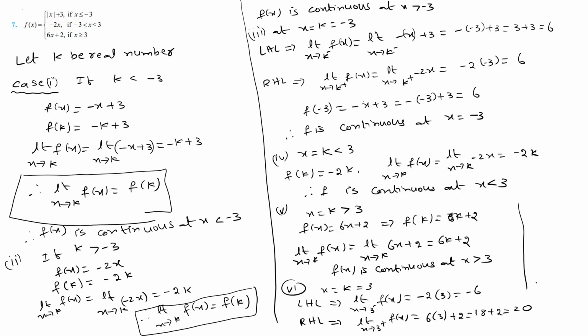So LHL is not equal to RHL. Therefore, f of x is discontinuous at x equal to 3. Only at this 3 it will be discontinuous. All the remaining points, it will be continuous.